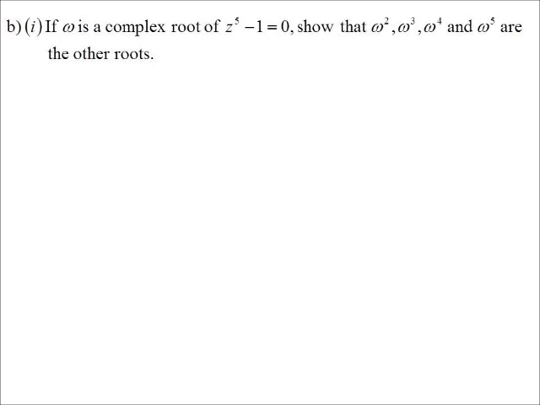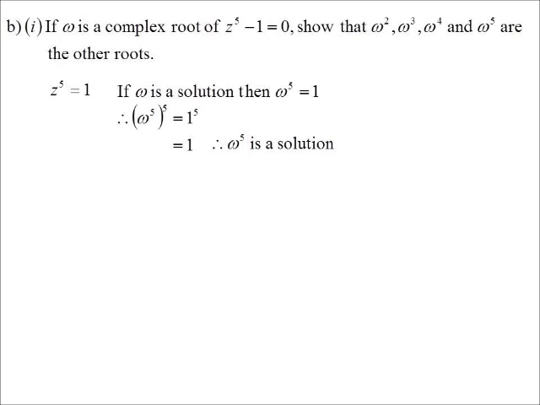So how do we show that? Well, z to the power of 5 is equal to 1. We know that. That's the equation we were solving. And we're saying omega is a solution. So therefore, if I sub it in, it's got to be correct. So I now know omega to the power of 5 is equal to 1. If I raise omega to the power of 5 to the power of 5, I would get 1 to the power of 5, and that's 1. So therefore, omega to the power of 5 is a solution.